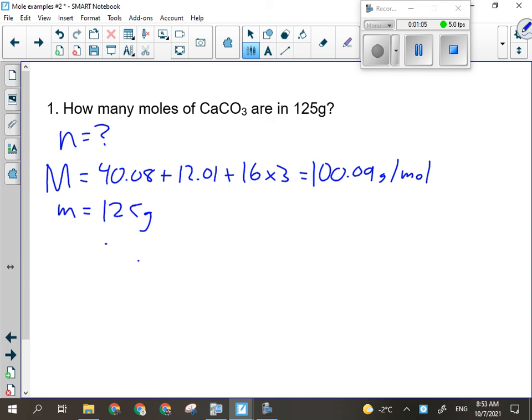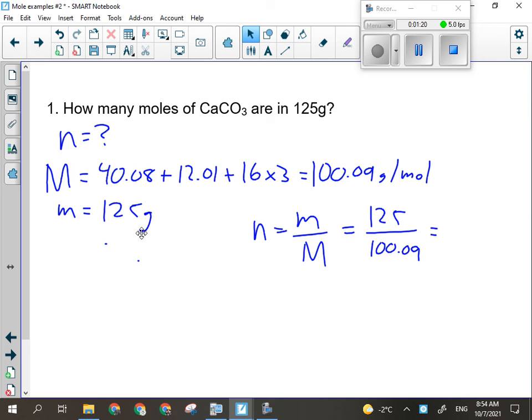Perfect. So now n equals little m over big M. This one I don't have to do anything except plug in my numbers. 125 divided by 100.09, and that's going to give me about 1.25, I would think. Exactly what it comes out to, and then you have to punch that into the calculator. 1.25 moles. All right, that's the 3-mark mole equation question because it's the simplest.